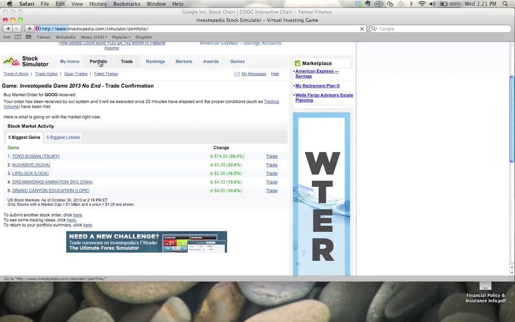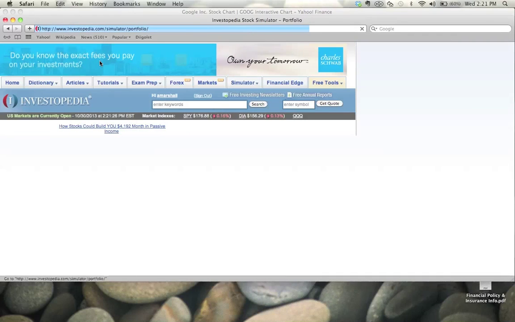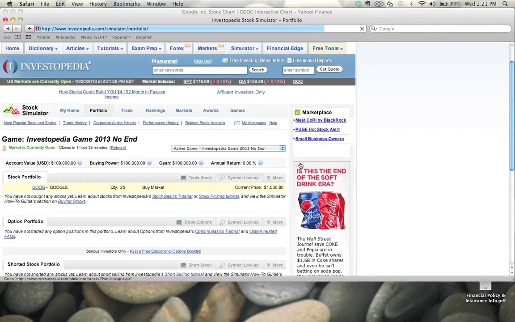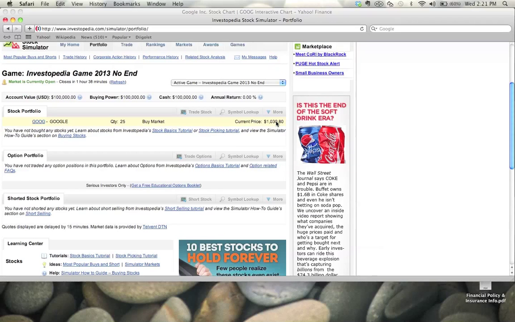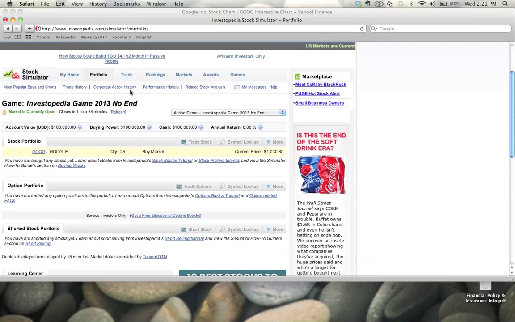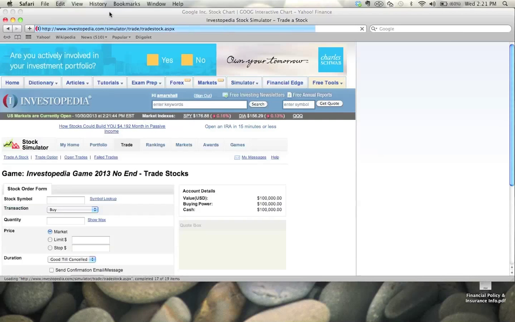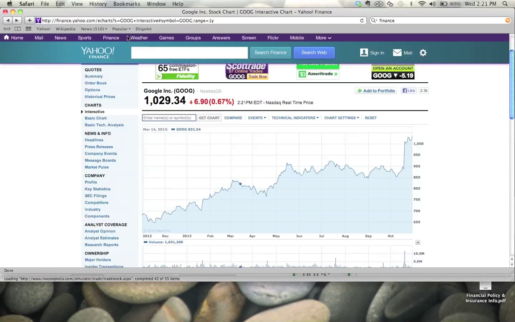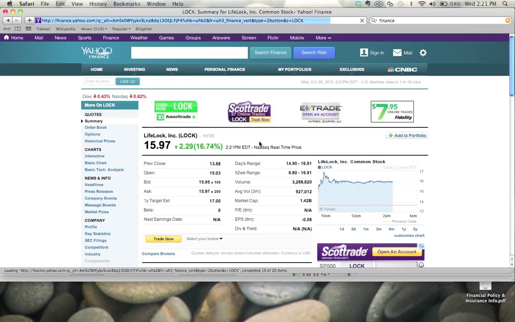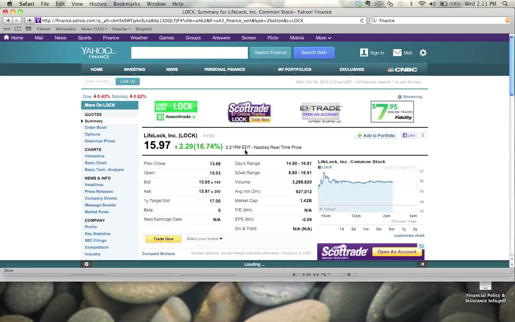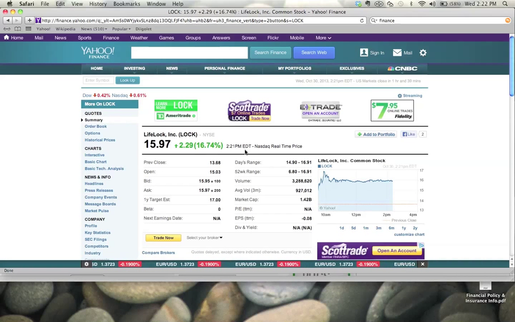You can go over to portfolio here, and it'll show your current position with the trades you've made. So you see Google here, current price 1330, sorry. The second trade we want to make here is a short sell, like I said. I noticed today that there is a company, LifeLock. I think they basically insure against identity theft. They're up a lot today, up 16.7% at the moment. Probably going to be up a little more at the end of the day.